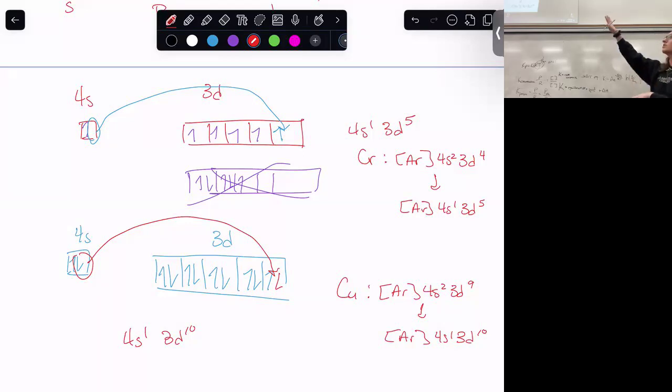So if it's 4S2 3D10, I'm lying down but sitting up. But if it's 4S1 3D5, then I'm horizontal, right? I'm still lying down, but I could be almost horizontal, right? And then the same thing for 4S2 3D9 or 4S1 3D10, right? Lying down but sitting up or just completely lying down.